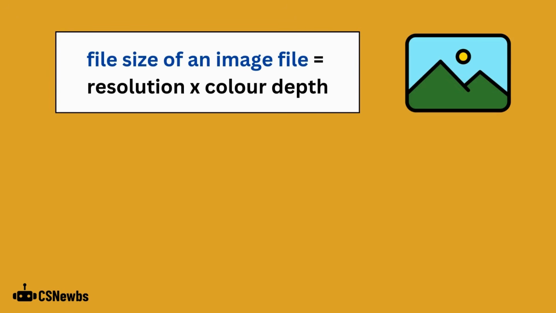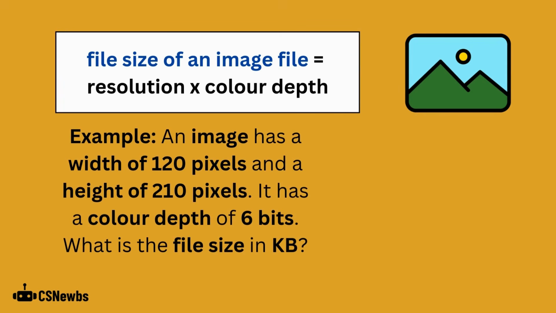To calculate the file size of an image file, it is the resolution multiplied by the color depth. Let's look at an example. An image has a width of 120 pixels and a height of 210 pixels. It has a color depth of 6 bits. What's the file size in kilobytes?